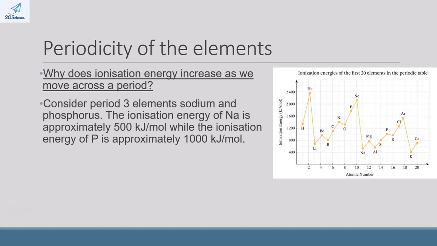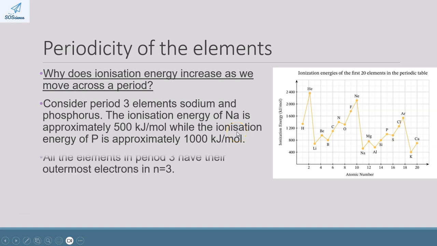Consider period 3 elements, sodium over here, Na, and phosphorus over here. The ionization energy of sodium is about 500 kilojoules per mole, while the ionization energy of phosphorus is about double, at 1,000 kilojoules per mole. All of these elements over here have their outermost electrons in n equals 3.